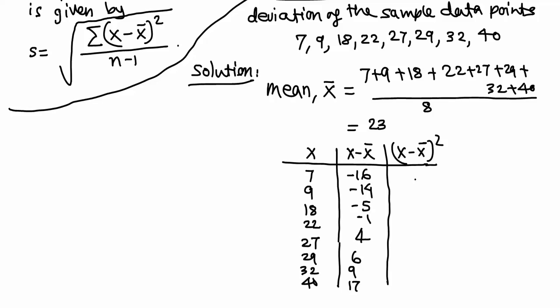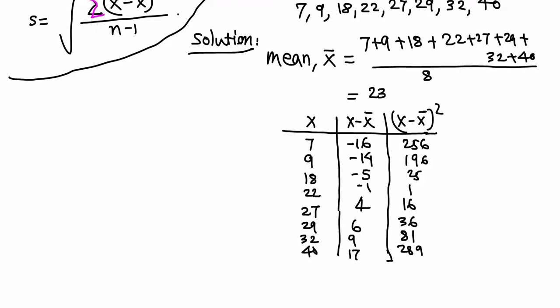Negative 16 squared is 256. 14 squared is 196. 25, 1, 16, 36, 81, that's 289. Okay, and look at the formula. Now we find the sum of these squared deviations. So let's add these numbers. When you use your calculator and add all of these, you get 900.